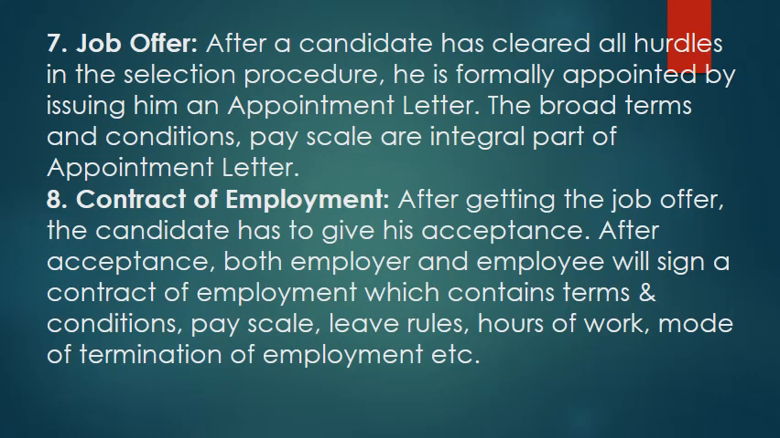And finally, the last step, the contract of employment. After getting the job offer, the candidate has to give his acceptance by putting his signature. After acceptance, both employer and employee will sign a contract of employment which contains terms and conditions, pay scale, meaning the remuneration or salary, leave rules, how many hours he has to work, mode of termination, meaning removing the employee from the job, etc. These contracts are signed by both employer as well as employee. This way a suitable candidate gets into the organization or is selected by the organization.